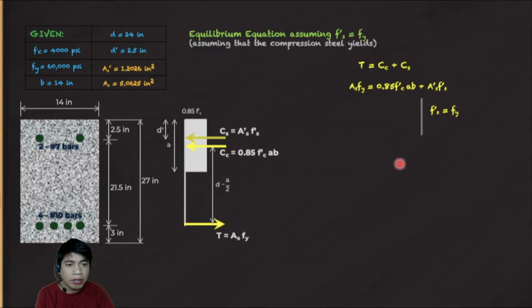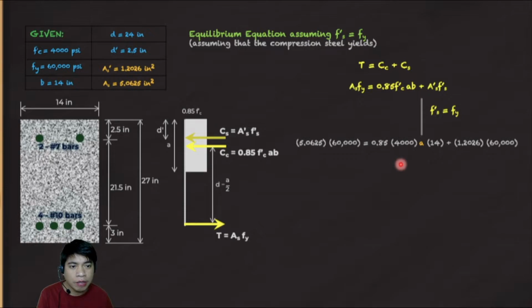So ang mangyayari nito guys, ang ating magiging unknown na lamang sa equation na to, pag sinubstitute natin lahat ng mga known values, ay yung a na lamang. Given na yung iba dyan, a na lang yung wala. So in other words, makakompute natin si a dito, and that will be 4.8654 inches. Take note guys, na kinuha natin yung a na to based on the assumption that fs prime is equal to fy.